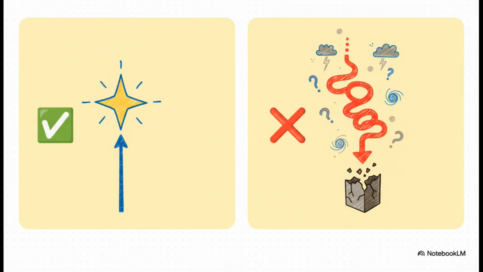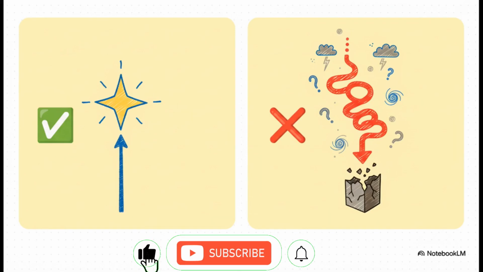When you have an SDLC, projects are predictable, they're organized, they're efficient, and you get a high-quality product. Without it, you're looking at projects that are risky, confusing, expensive, and just way more likely to completely fail. The contrast couldn't be clearer.